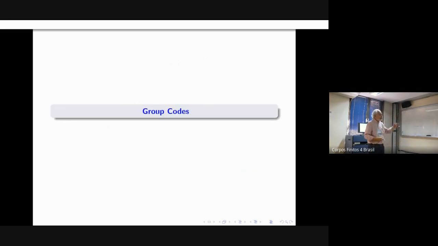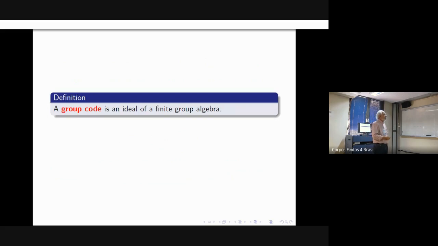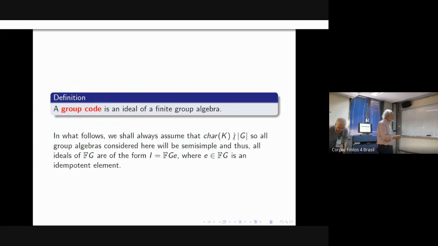And this has been generalized. A group code is an extension of a cyclic code. It's simply an ideal of a finite group algebra. This definition was introduced by Berman and MacWilliams in the early 70s or so.